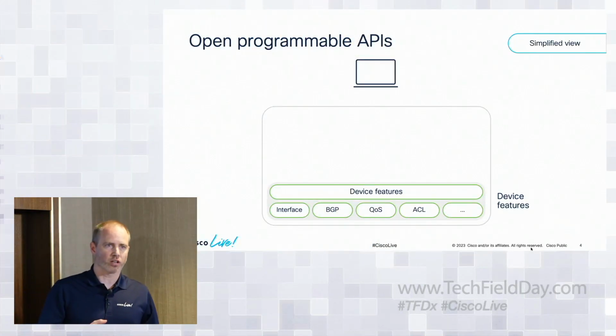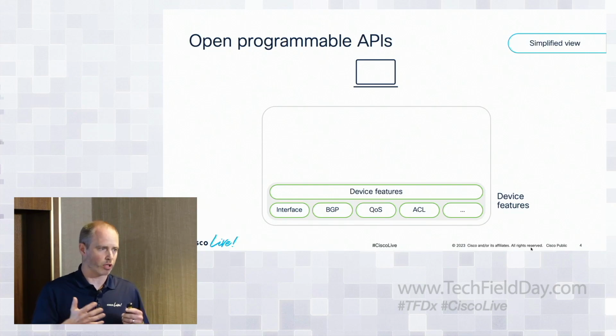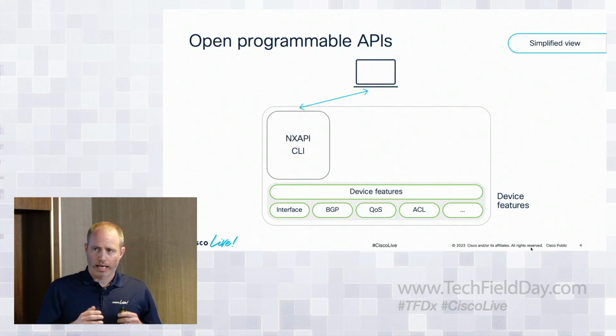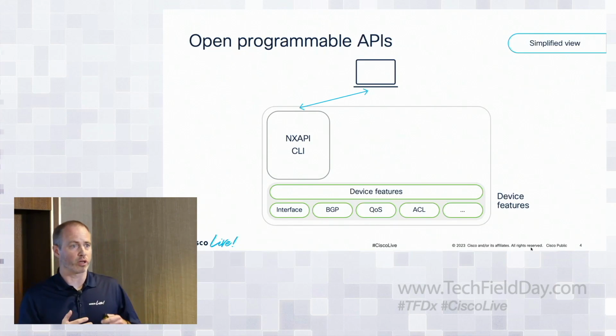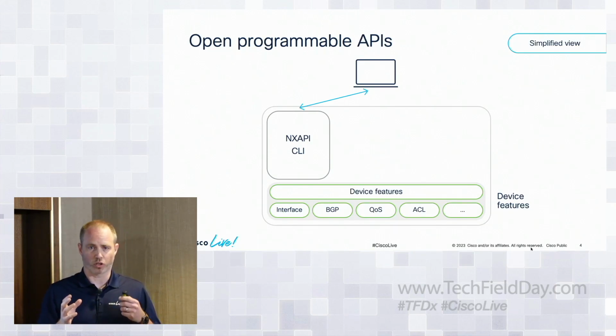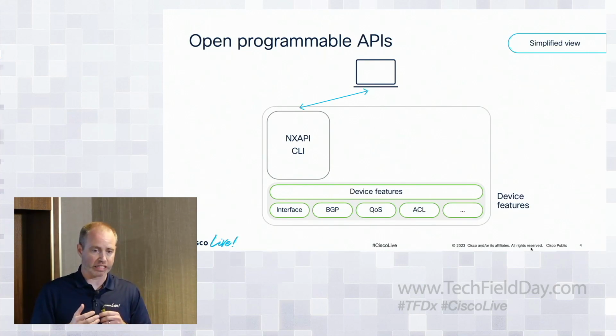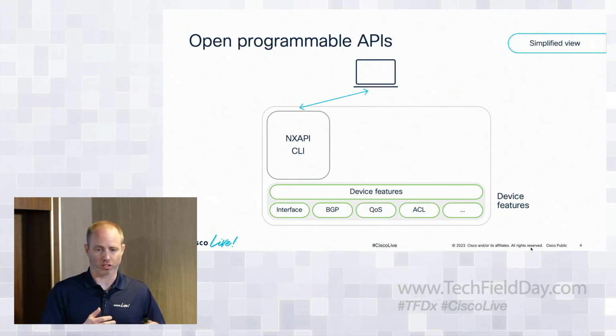So just to kick this off, we have what we call our open programmable APIs, right? So we have the switch and all the switch features at the bottom, talking about interfaces, BGP, etc. And the most common interface into those is what we call NX API CLI. So this is a way to put either a configuration command, or more specifically in this case, a show command into a JSON payload, post it down to the switch, and get back an easily parsable key value response that can then be integrated into monitoring tooling and so on.